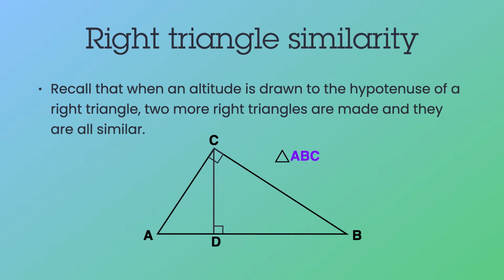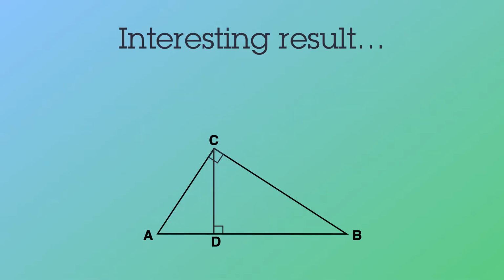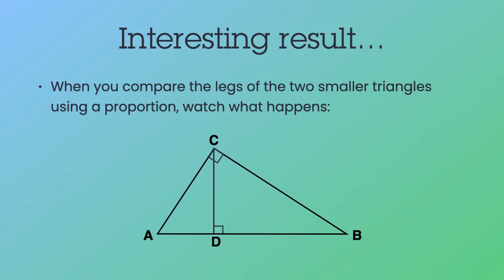So we have our original triangle ABC is similar to our medium-sized triangle CBD, which is similar to our small triangle ACD. There's an interesting result when you compare the legs of the two smaller triangles using a proportion. So watch what happens. We're going to make a ratio using the short legs of each. So AD compared to CD. Now let's compare the long legs, not using the hypotenuse this time at all. Short legs versus long legs.